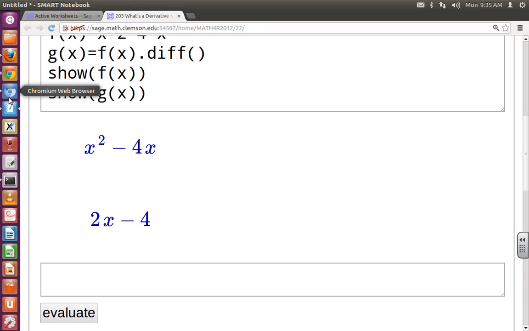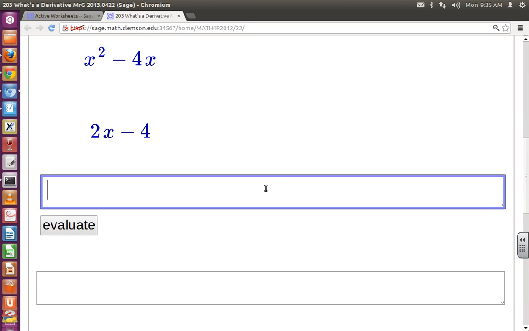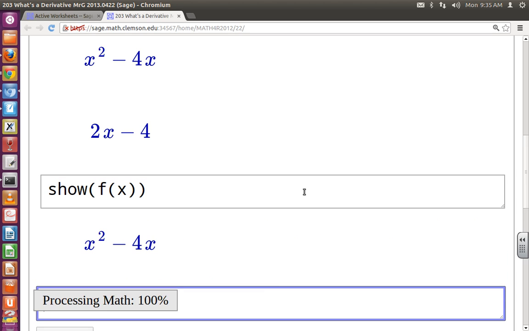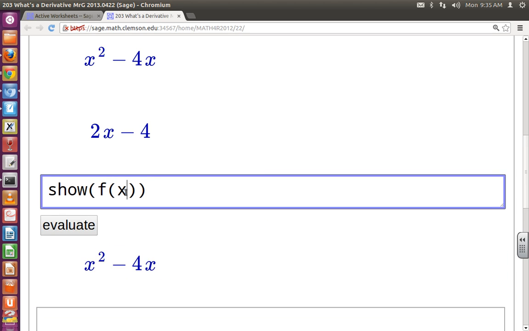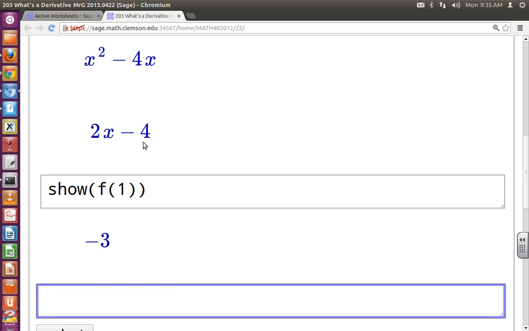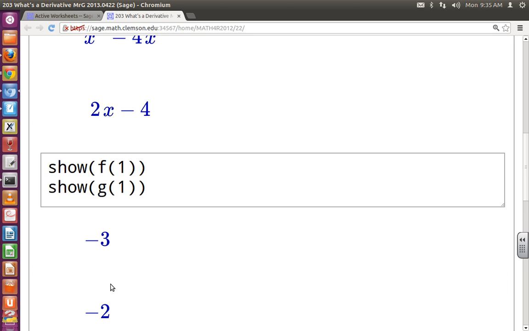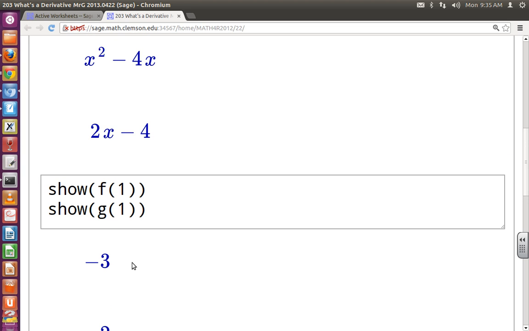All right, so back in Sage, let's find f of 1. How about this? Show f of 1. You told me it was going to be -3, didn't you? If you plug in 1 here, do you get -3? Is that right? Didn't we do that? What if I show g of 1? Do I get what I wanted? If I plug in 1 here, do I get -2? If I plug in 1 here, do I get -3?